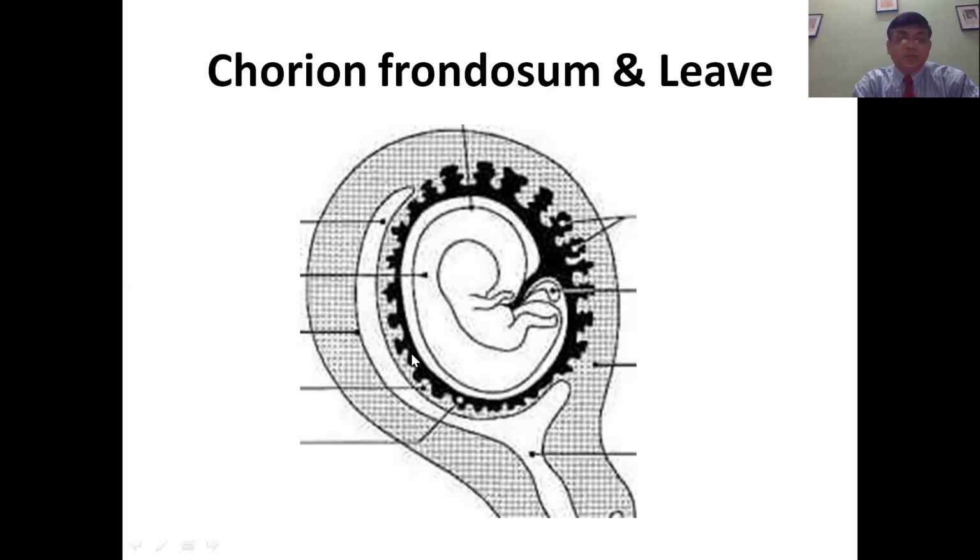And the villi which are covered by the decidua capsularis, these later on disintegrate, degenerate. So these villi which are no more seen later on, which do not take any part in the formation of the placenta, are called as chorion laeve. Easy to remember, one who leaves us is laeve, so you can say these chorion laeve leaves us, they no more continue to function. Chorion frondosum remains and develops future placenta.